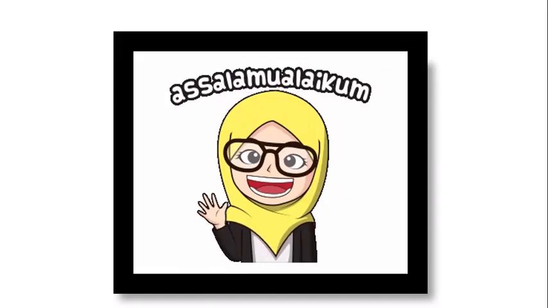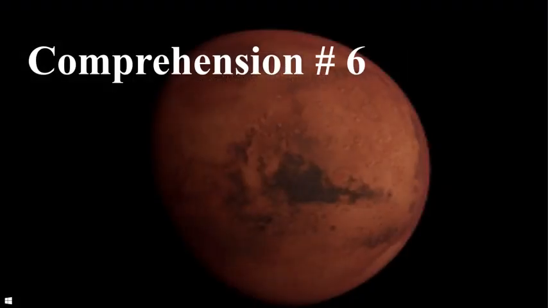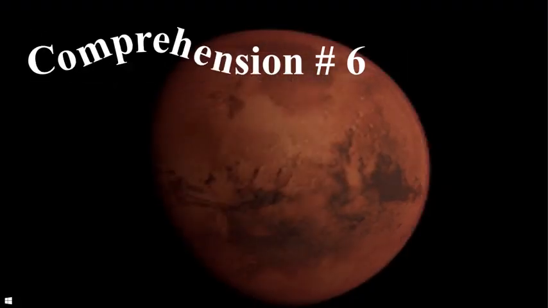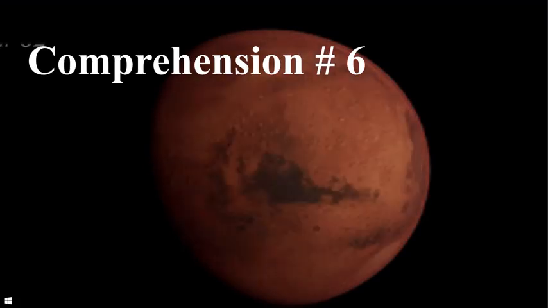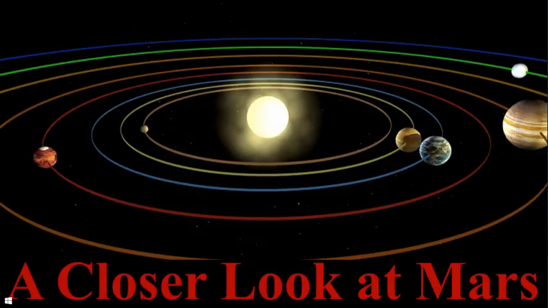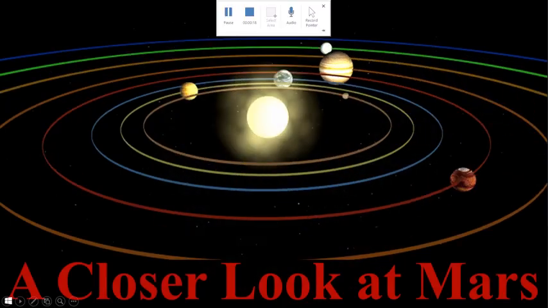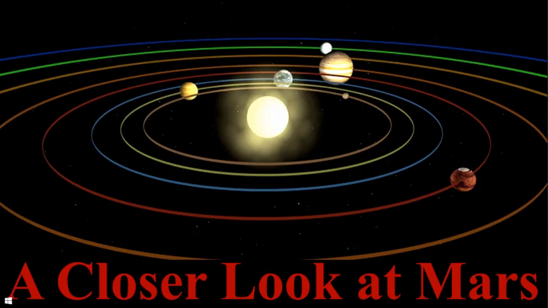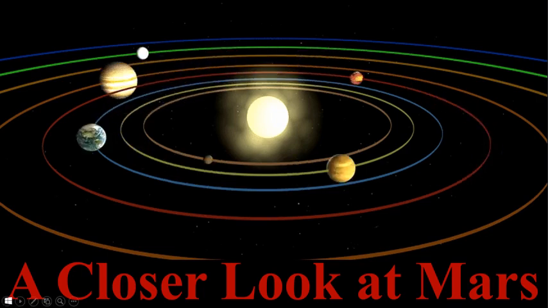Well, in this video, we are going to discuss comprehension number 6, which is on your English workbook grade 3, page number 82. The topic of our comprehension is a closer look at Mars. Everybody, do you know what Mars is? We are going to discuss that in this comprehension. It is all about planet Mars. Now, let's continue.